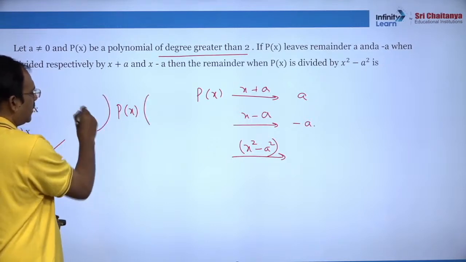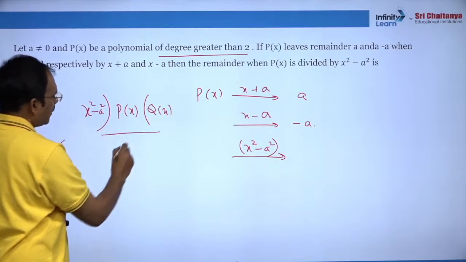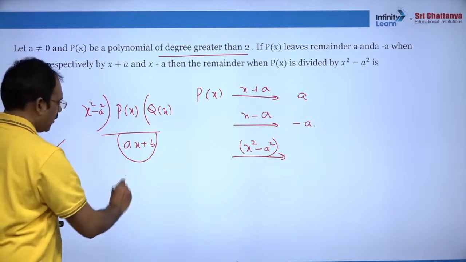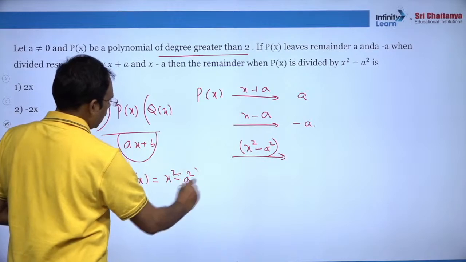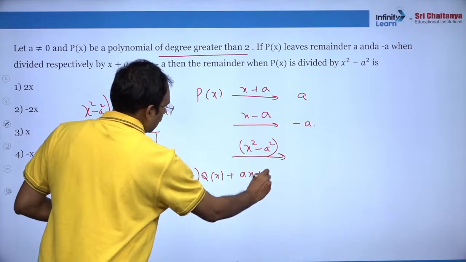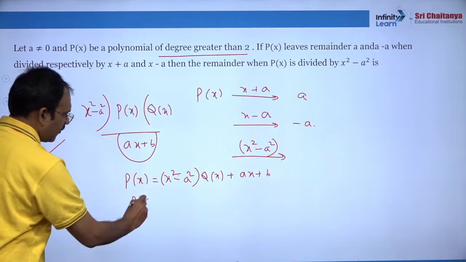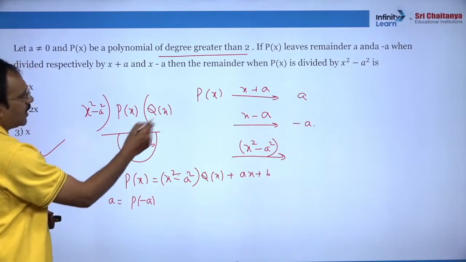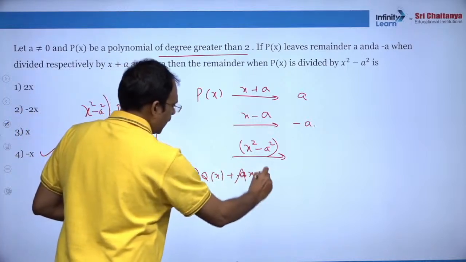Or else, if at all you want to do a procedure, you can divide P of x with x square minus a square, and you will get some quotient. The remainder must be like ax plus b, because you are dividing with a quadratic. So, you can write P of x is, my dear friends, (x square minus a square) into q of x plus ax plus b. Of course, this a, b are used, so you can take capital A, B here.